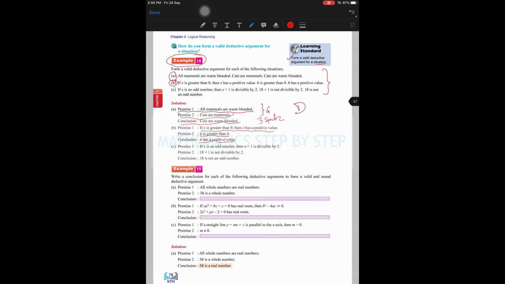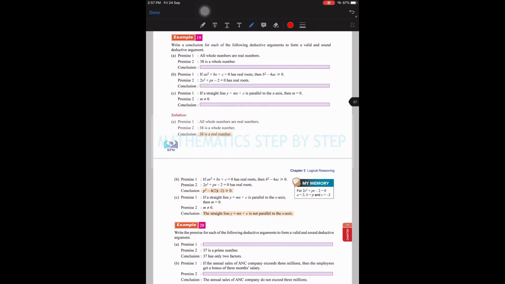Then part C, if x is an odd number, then x plus 1 is divisible by 2. 18 plus 1 is not divisible by 2. 18 is not an odd number, okay? So let's recall, this is in form 3, this is in form 2, and this is in form 1, okay? So all these are valid arguments.